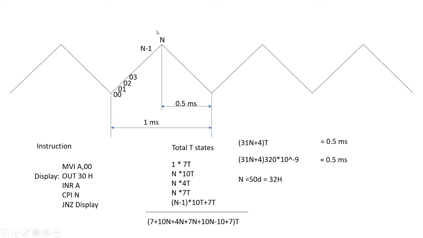Once the content of the accumulator has reached n, next we need to create this negative slope like this. That is the second portion of this triangular waveform. Next, we need to decrement the content of the accumulator by n-1, then n-2, and so on: 3, 2, 1, and finally 0.